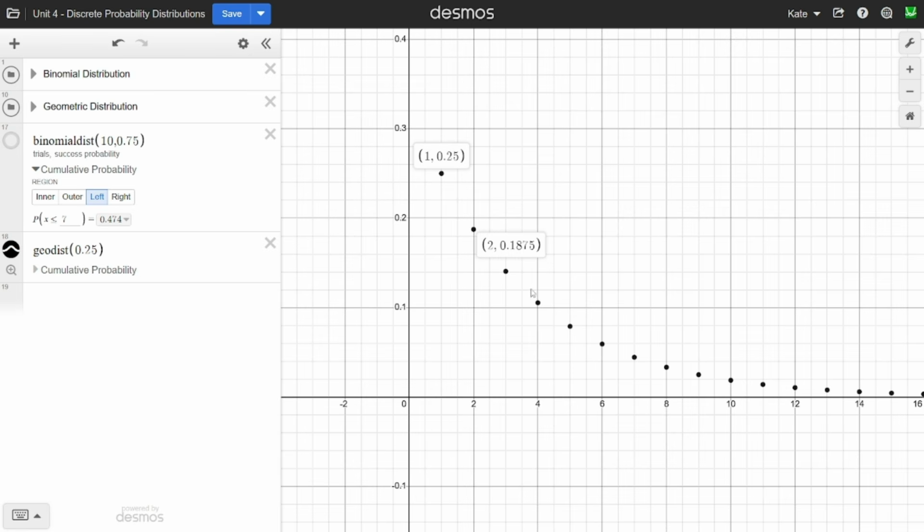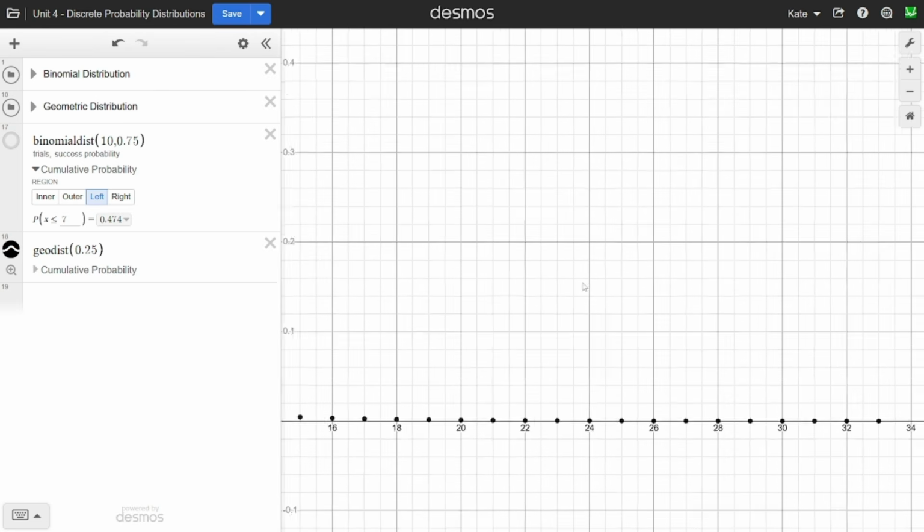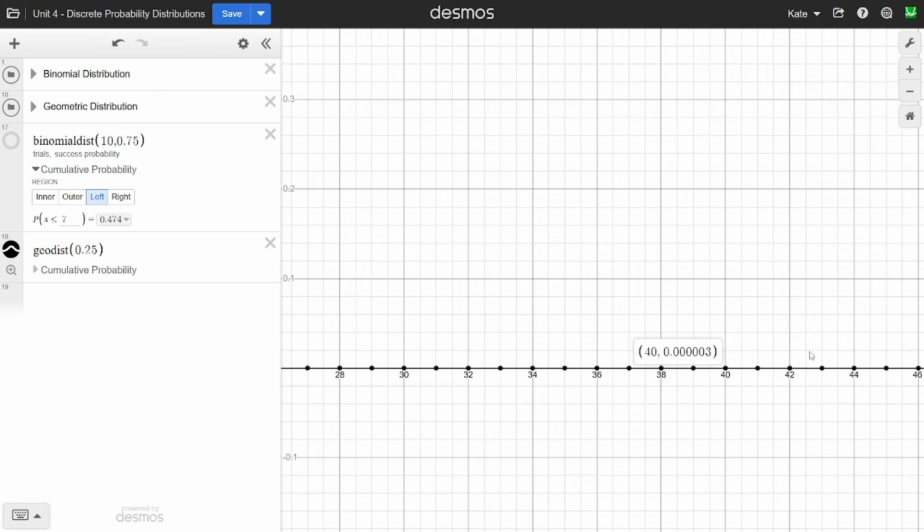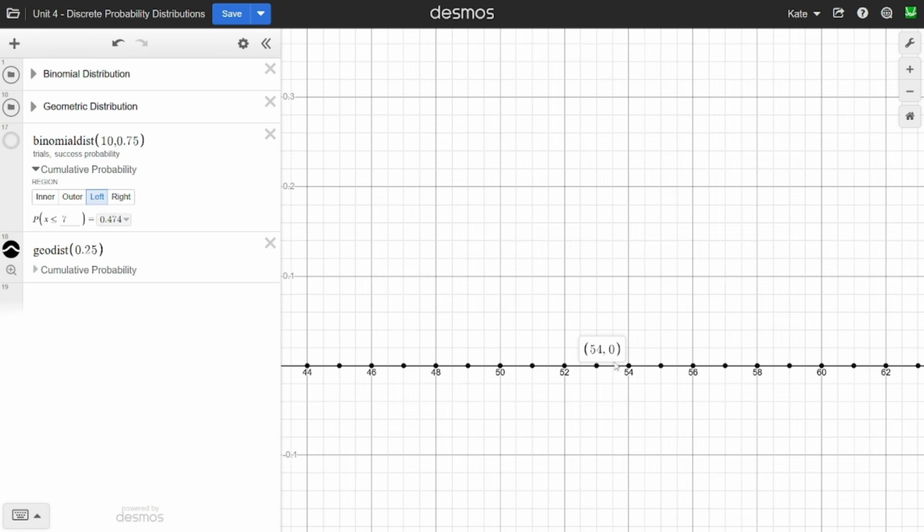You can still click on each of these dots here to see the x value and the corresponding probability of, again, geometric. This is how many trials it takes for the first success, although if you go far over here, it'll be rounded down. Eventually, it'll be rounded down to 0. So then you won't get much knowledge.